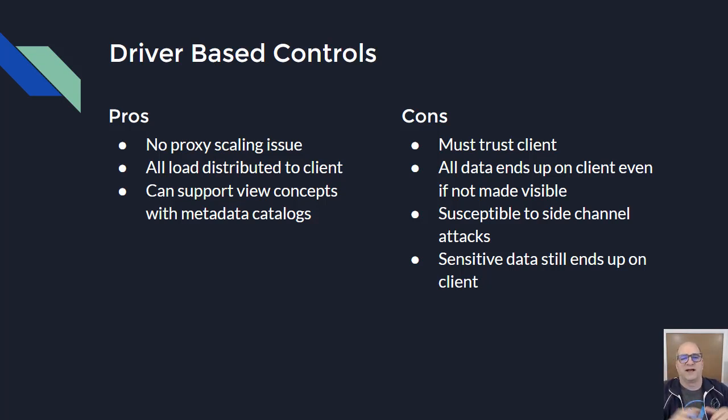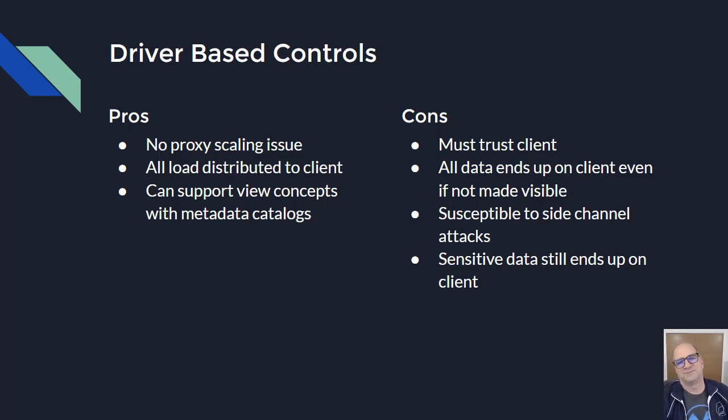All the load is on the clients, right? So no matter how many clients you've got, you never run out of gas. And you could build views in the client so that the consumer would actually think they're doing some kind of view thing, and it would appear as a view, but it's really done in the client library. The cons: you've got to trust all the clients. You've got to trust that nobody can bypass this.